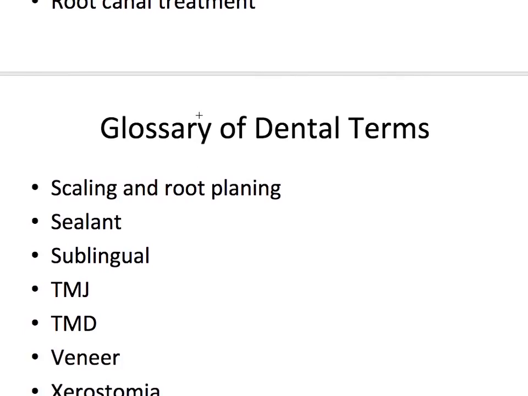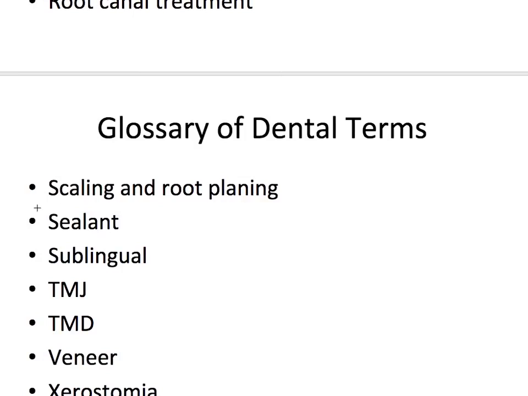And finally, we have a couple more terms here. Scaling and root planing refers to a procedure that uses tools to remove plaque, tartar, and stains from teeth. A sealant is a thin plastic resin coating that can be placed on the biting surfaces of back teeth to help prevent cavities. Sublingual refers to under the tongue, and that's from sub and lingual.